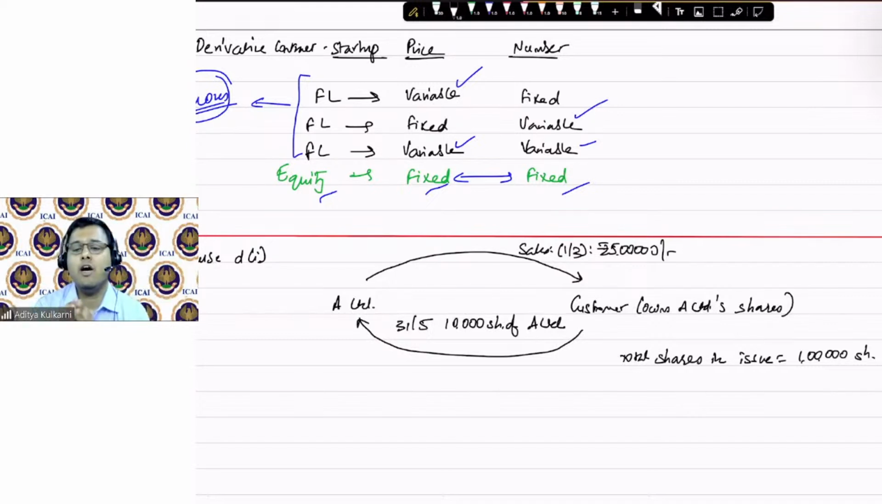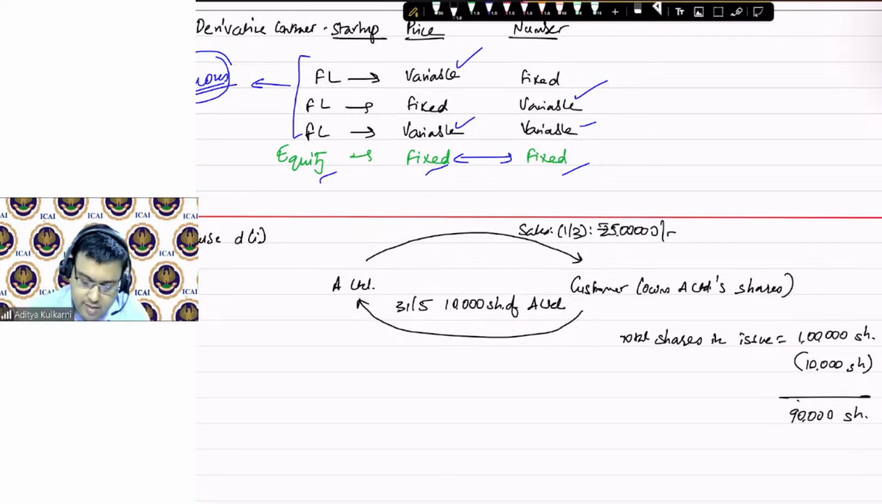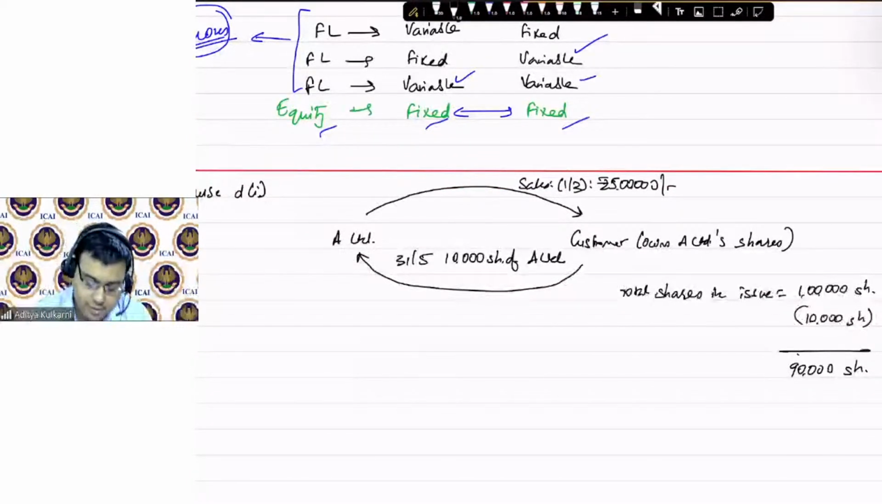Okay. So now understand this very carefully. A Limited has issued in all 1 lakh shares. Out of 1 lakh shares, 10,000 shares are held by the customer. That means the remaining shares with the outsiders are how much? Sir, 90,000 shares are there. The remaining shares with the outsiders are 90,000.